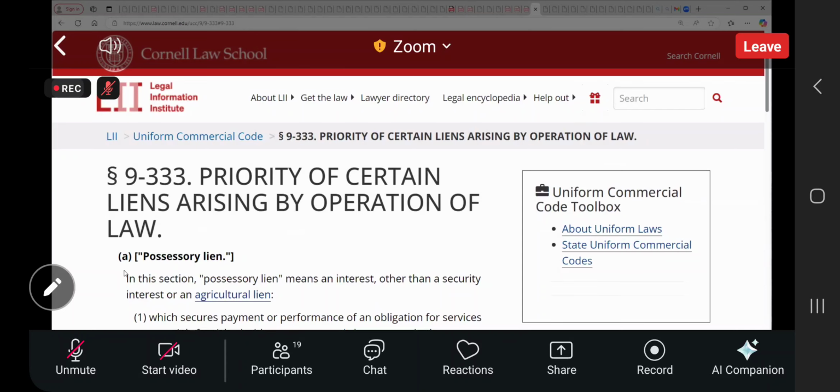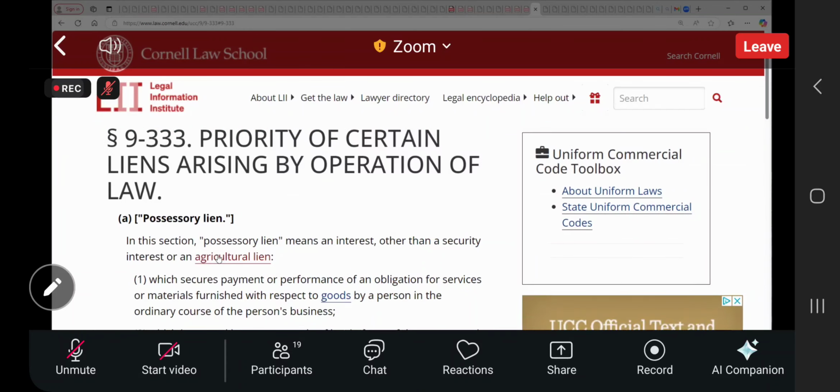A possessory lien: in this section, a possessory lien is an interest other than a security interest or an agricultural lien. So if your UCC doesn't fall under agricultural lien, you don't check the agricultural box. But if it's a lien, you want to put possessory lien on your financing statement. Why? Because you still have an interest. Remember 9-333.